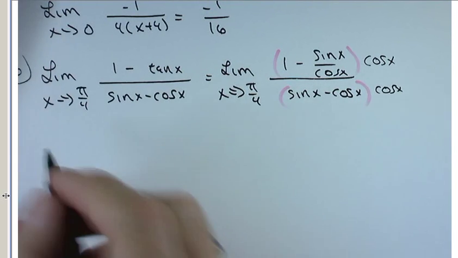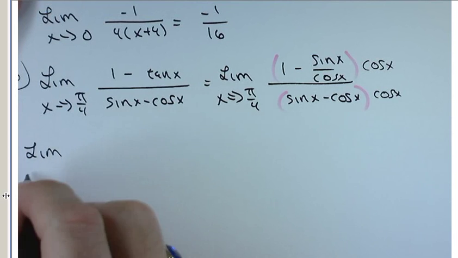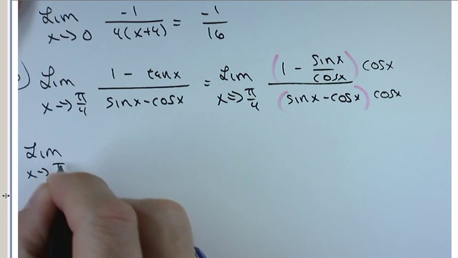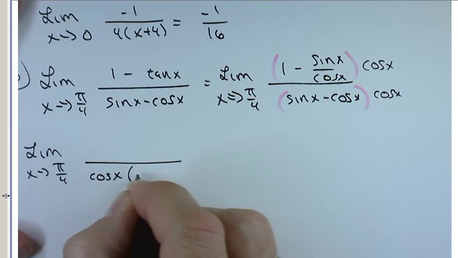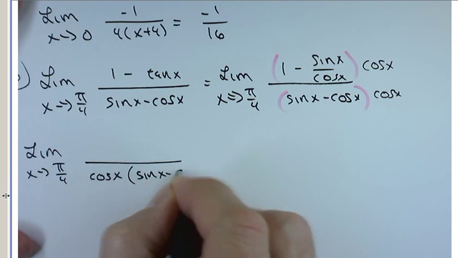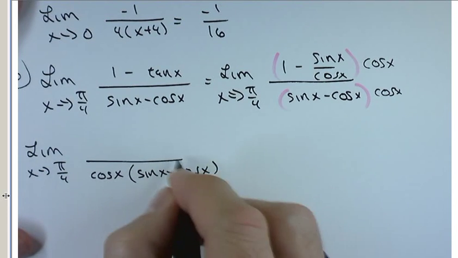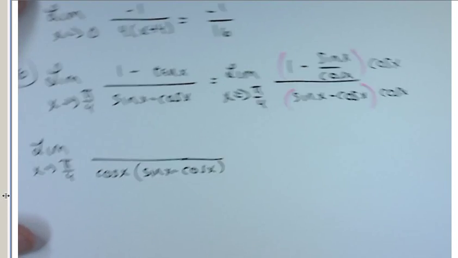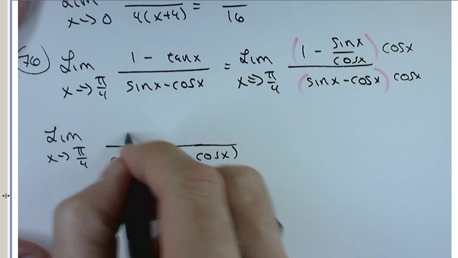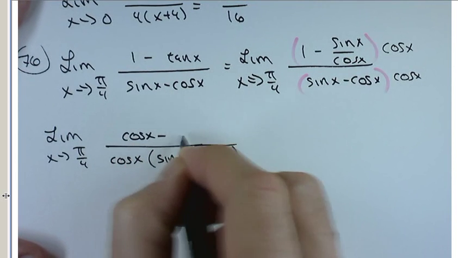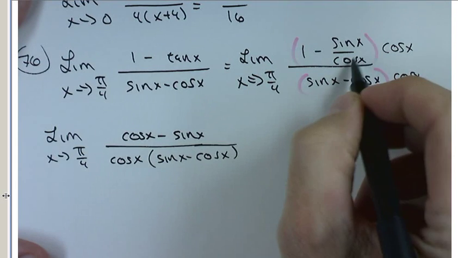So it's going to be the limit as x approaches pi over 4 of cosine of x times sine of x minus cosine of x. I changed the order a little bit, but multiplication is commutative. In the numerator, I get cosine of x minus sine of x, because this and this are going to cancel.